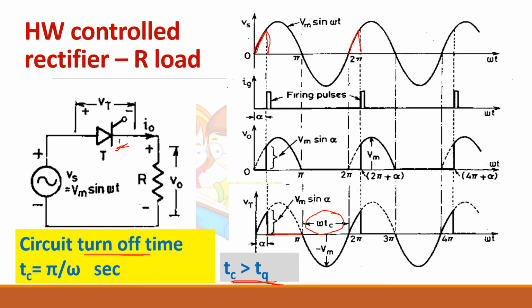Tq is called the thyristor turn off time. That is, this will be given by the manufacturer. So it needs some time to remove the charge carriers so that the device will be turned off. So this circuit turn off time is the time provided by the circuit to the SCR. So this should always be greater than the Tq.